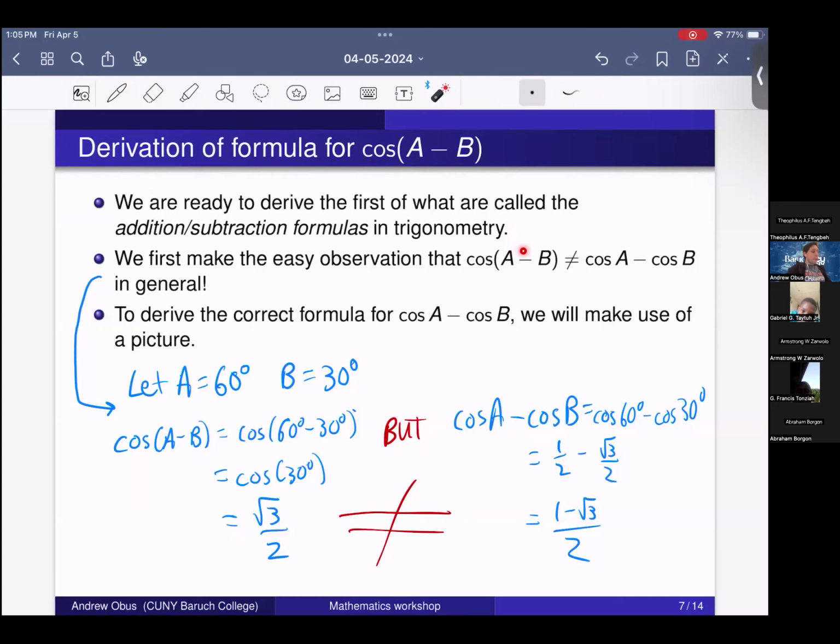Okay, so whatever the correct formula is for cosine of A minus B, and maybe you know it, maybe you've memorized it, but certainly cosine A minus cosine B is not it. It is not going to be the right formula. Does anybody have any questions on why this can't possibly be correct based on this example?